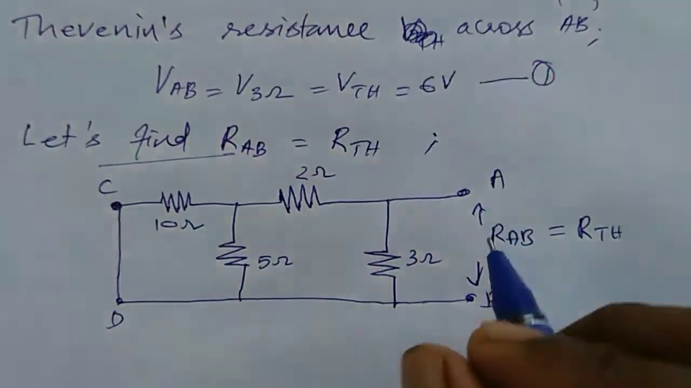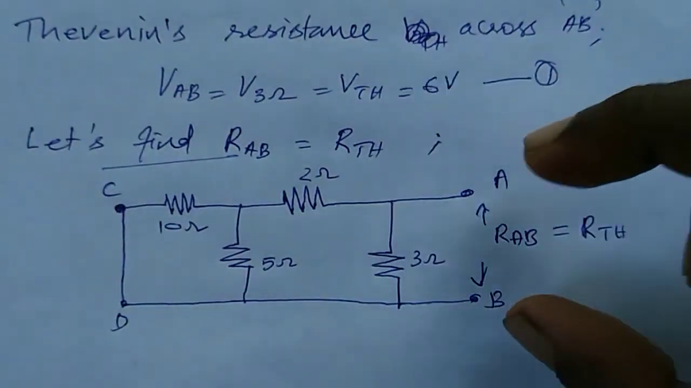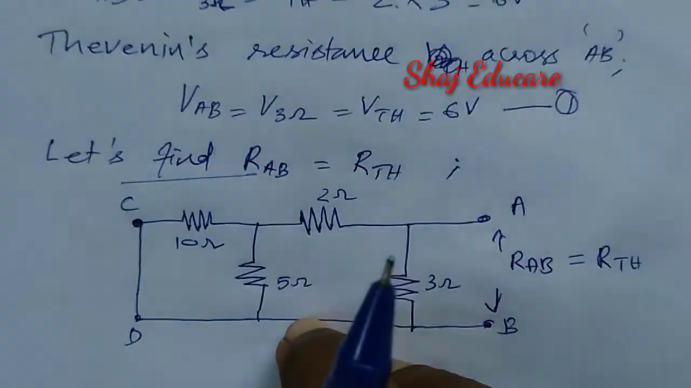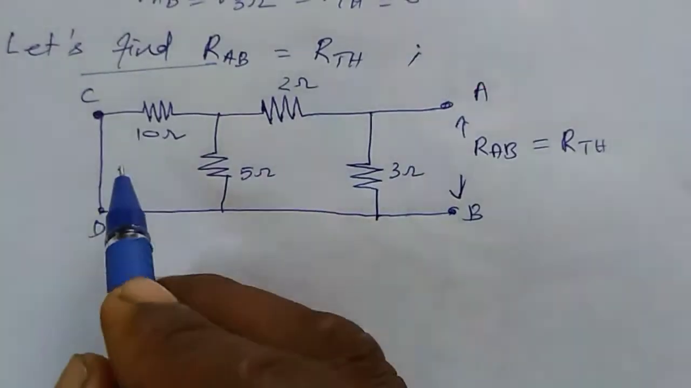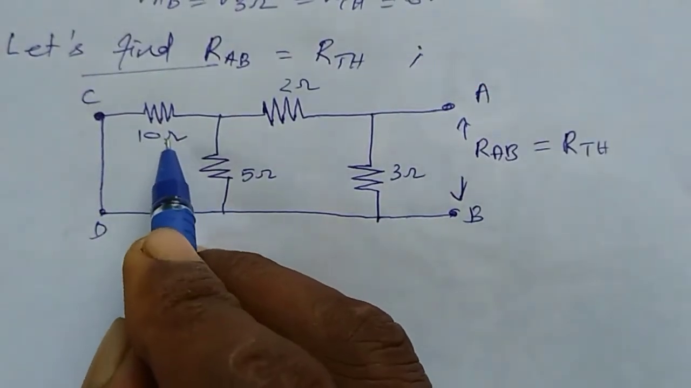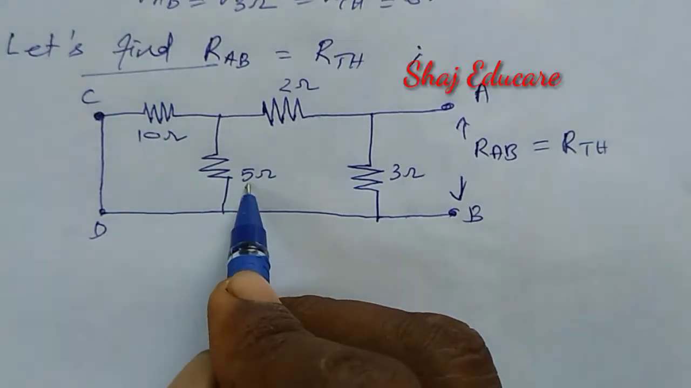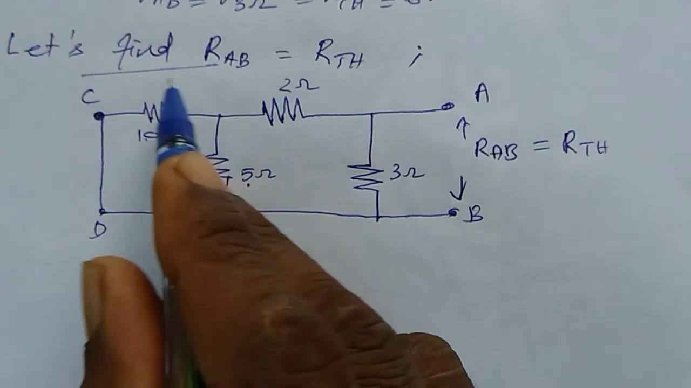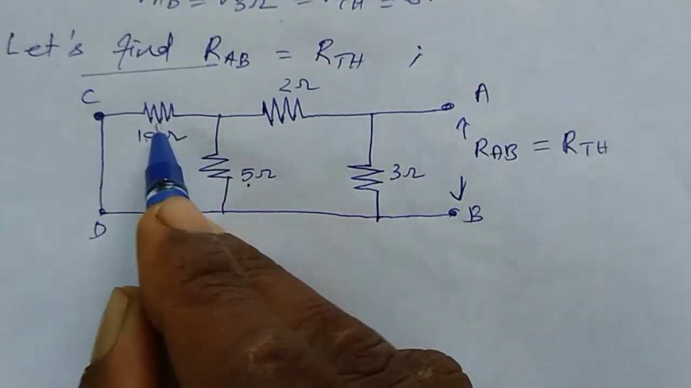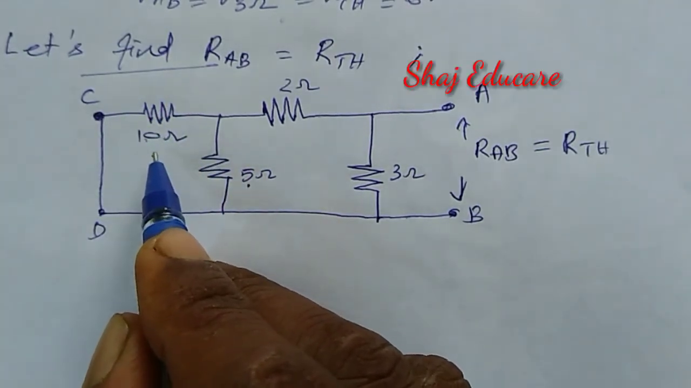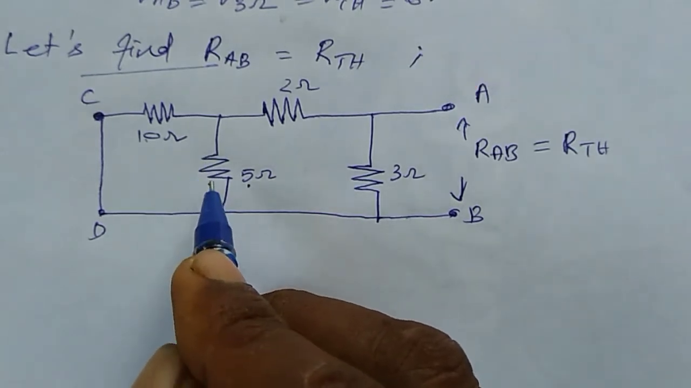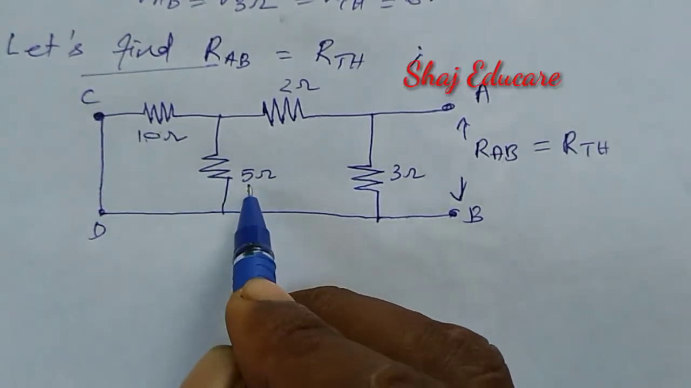Now let us start. We need to get the resistance across here. So let us start from the opposite side. What about the relationship between these two resistances, 5 ohm and 10 ohm? They are parallel to each other. Okay, right. Let us replace these two resistances by their corresponding equivalent resistance. 10 ohm and 5 ohm are parallel.